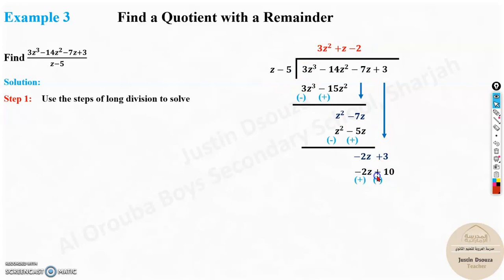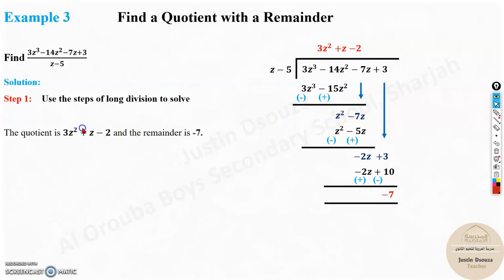Simplify this, change the signs and solve. Over here this cancels out. You're remaining with minus 7. Now, are there any other terms? No. And the degree of minus 7 is lesser than z. So you can't solve this further. So this is basically the answer. The quotient is 3z squared plus z minus 2, and the remainder is minus 7. That's it. This is your final answer by using the long division method.